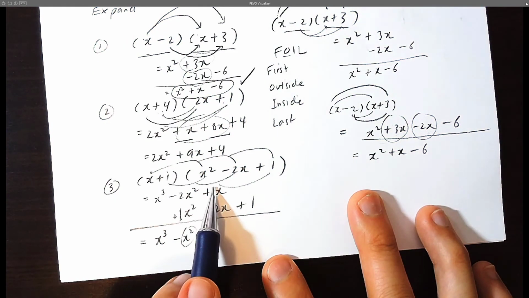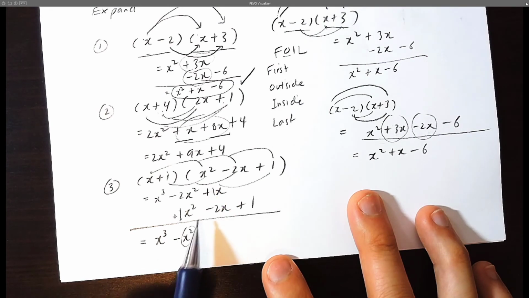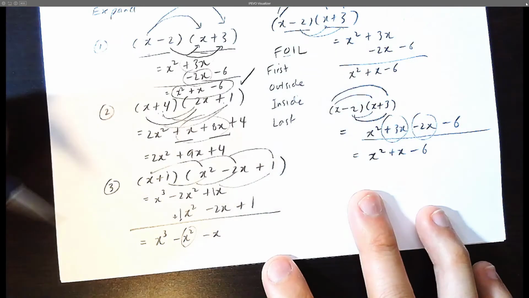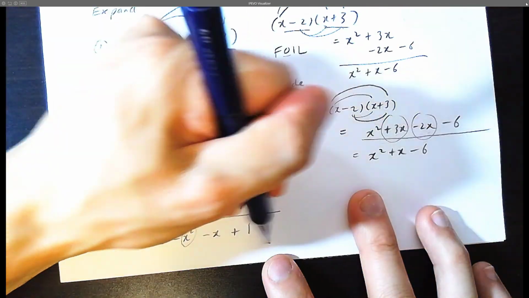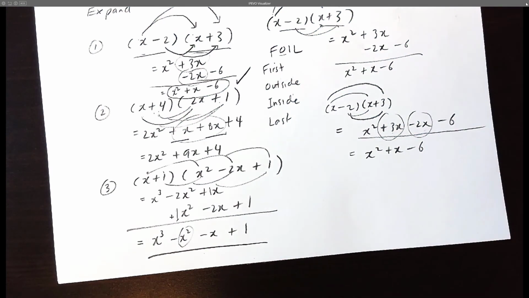Now what about this one here? This is the same thing as saying 1x. What's plus 1x minus 2x? The answer is negative x. So we're adding right now plus 1. So there's our final answer. Good job.